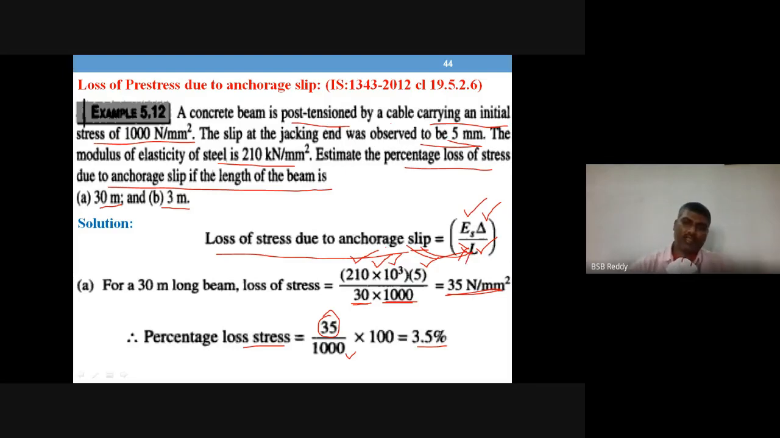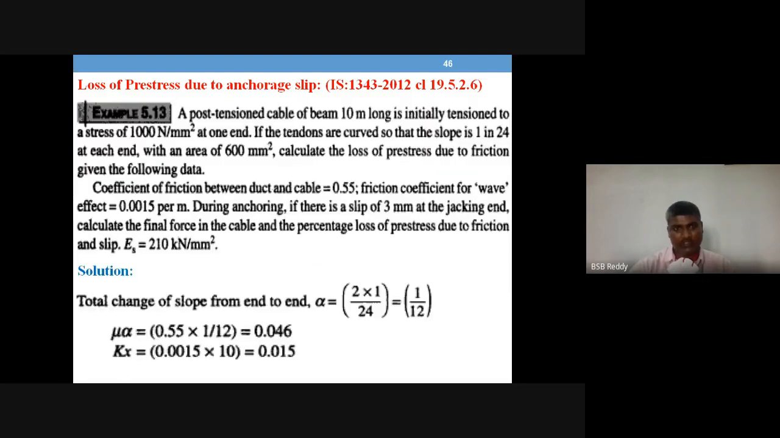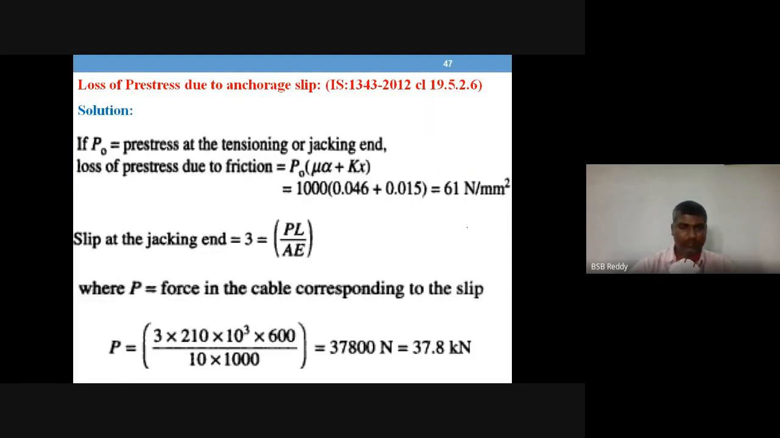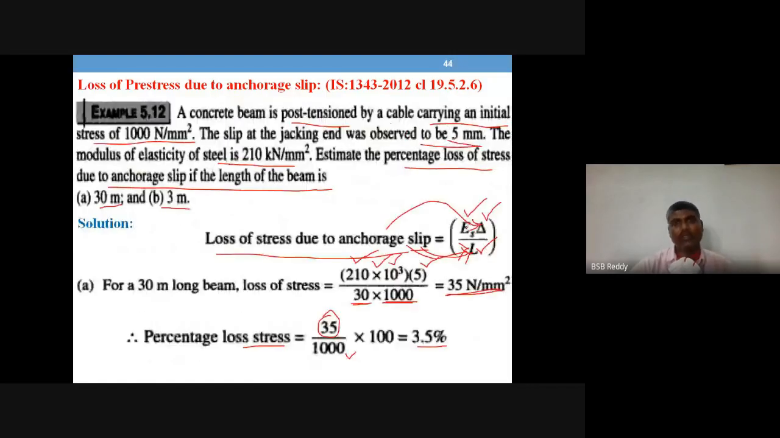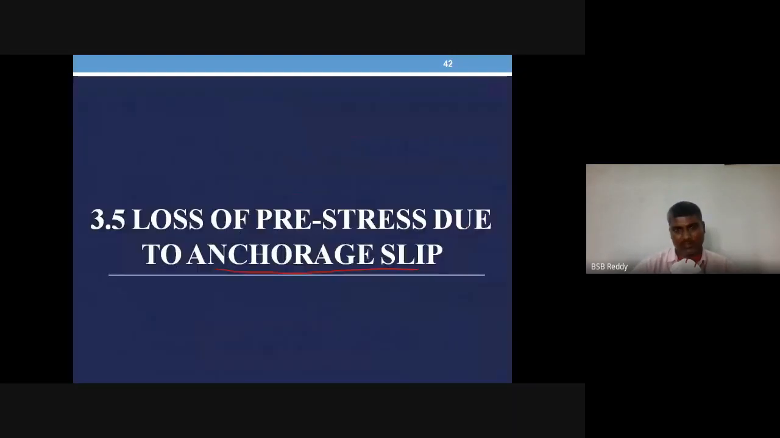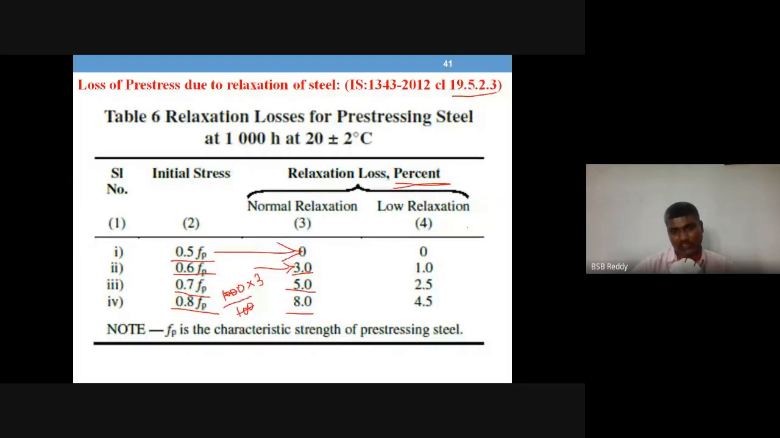and it is directly proportional to the slip value. The slip is high, the loss is also high. Okay, so this is about the loss of stress due to anchorage slip. As I told you, loss due to relaxation is directly a percentage reading from the IS code.